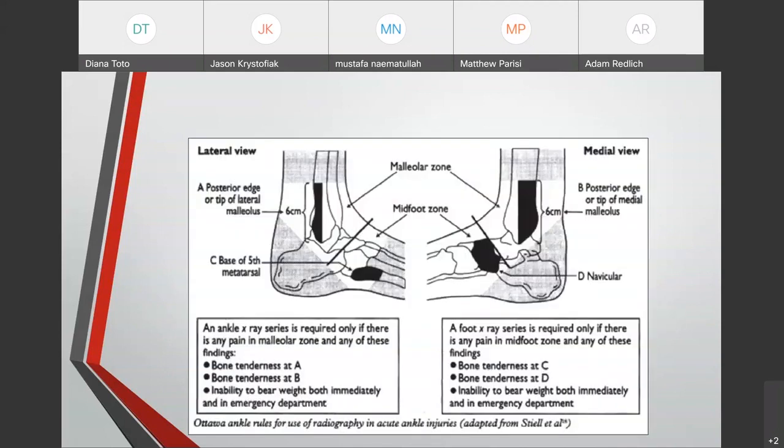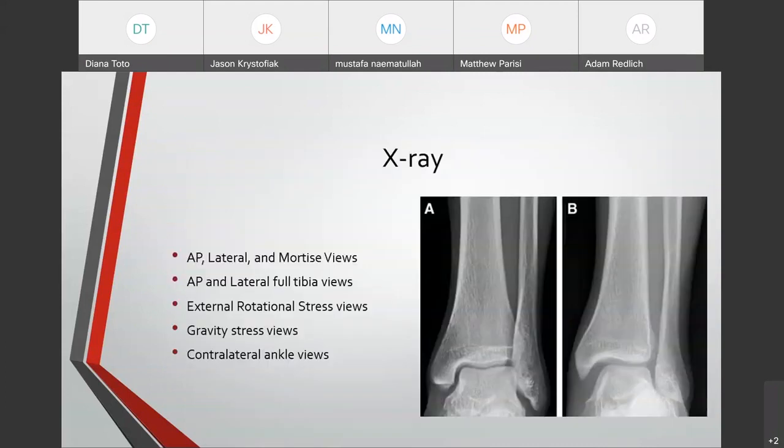I'm going to move to some imaging. So first, before we run to get any X-ray, you want to review your Ottawa ankle rules. There's a high sensitivity and specificity for ankle fractures. Typical imaging that you want to get would be AP, lateral, and mortise views.